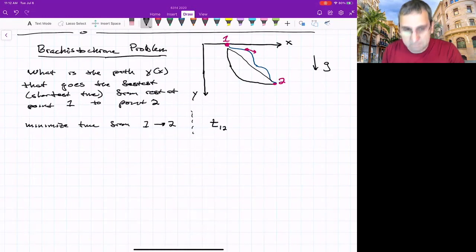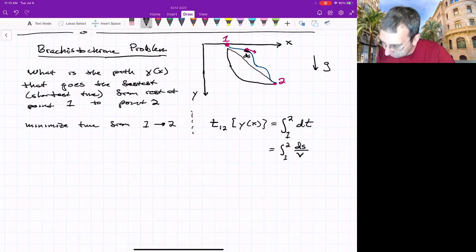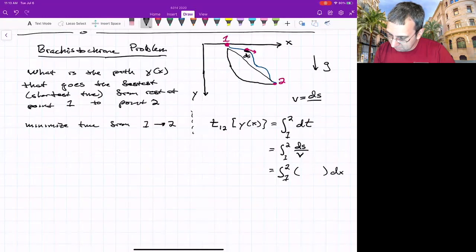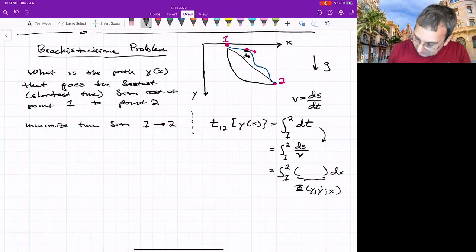The time to go from point 1 to point 2, we'll write it as a functional. It takes in this function, y of x, and we're integrating from point 1 to point 2, just the time. And what is that time? For each little tiny bit of arc length, the differential time would be arc length divided by the velocity along that path. And you could rewrite this as some integrand dx, right? So v is the change in arc length over time. That's how we went from there to there. So there's some integrand that'll be a function of y, y dot, and x, and you can get the answer. This is a really common homework problem for calculus of variations.